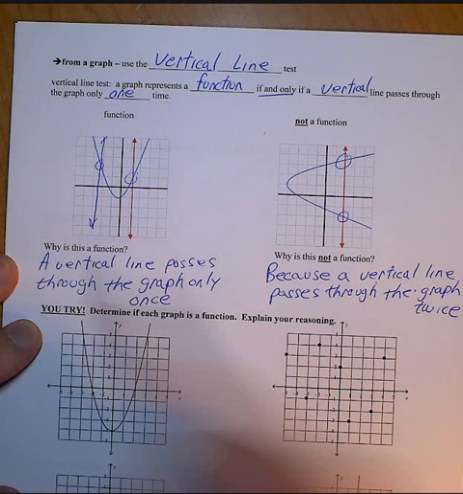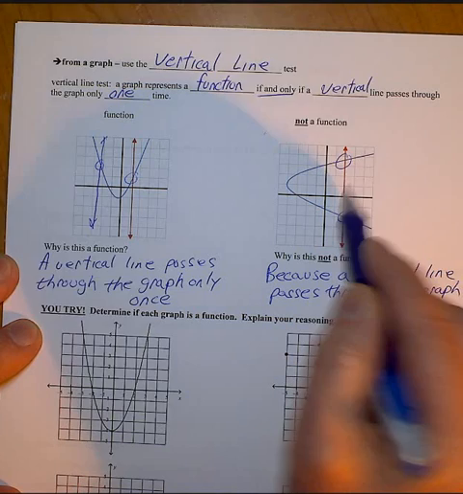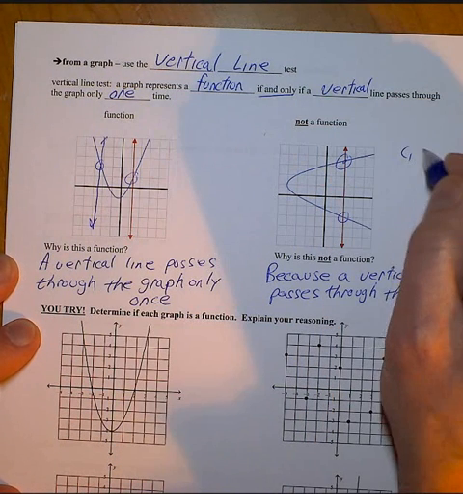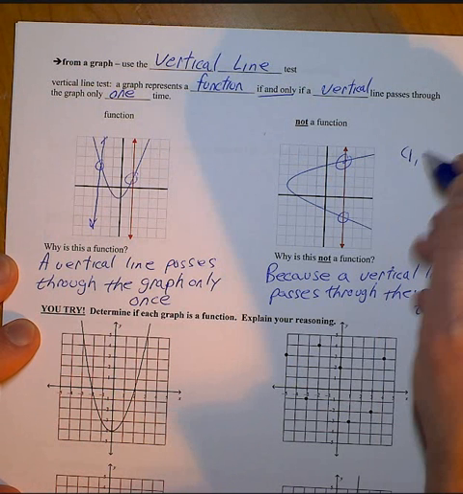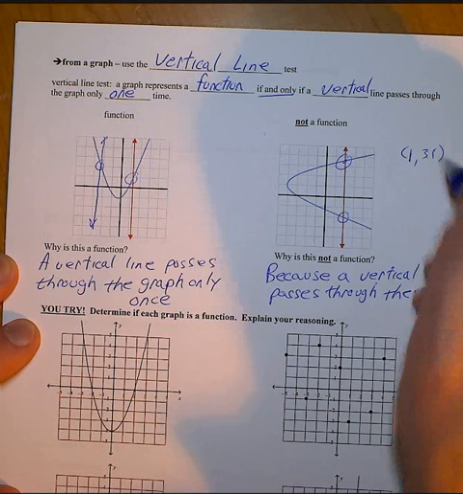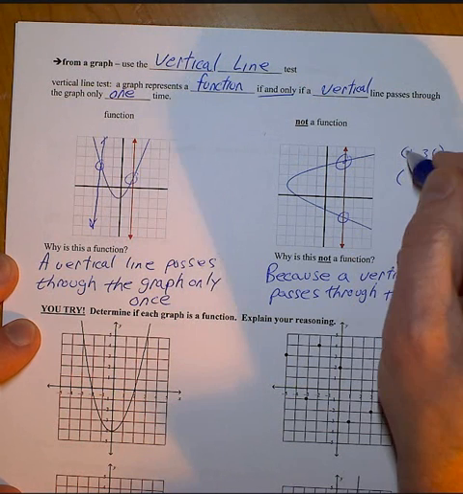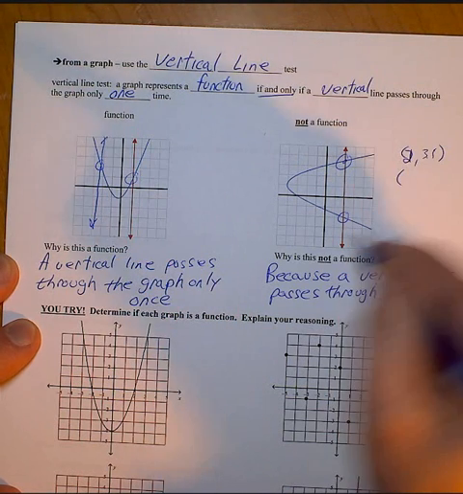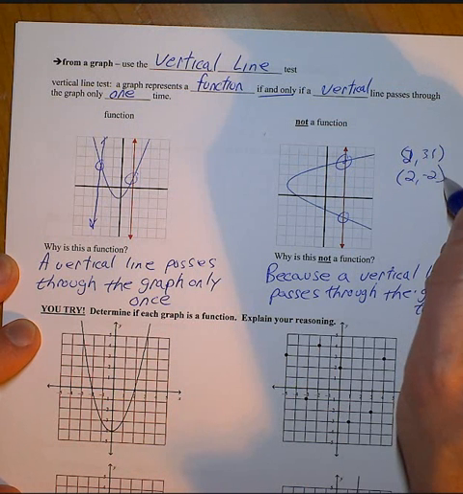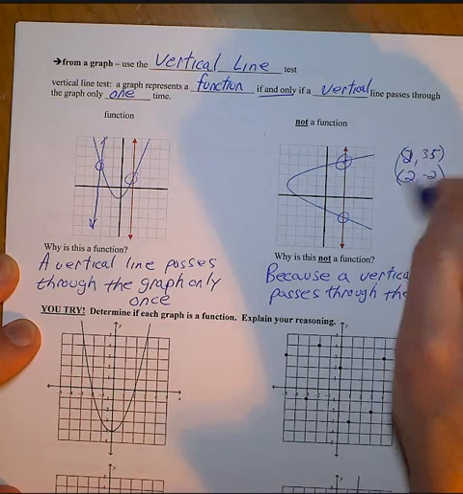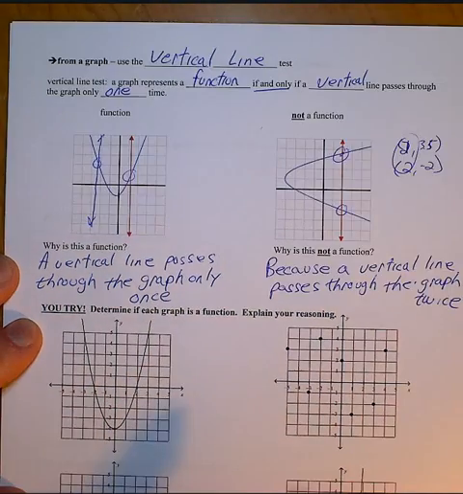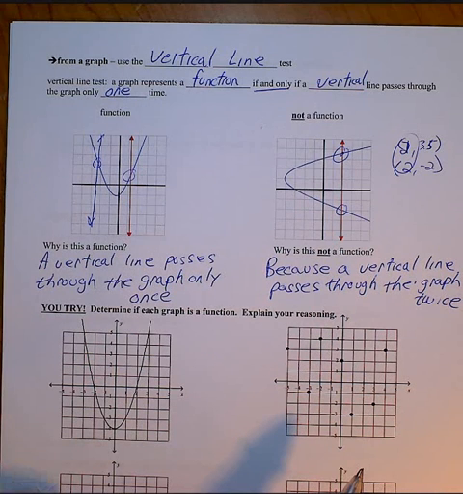And once again, if you think about this, this is an x coordinate. You could write this ordered pair. It would be 1, comma, looks like it's between 1, 2, 3, say 3.5 or something, and this one here, I'm sorry, it's 2, and this would be 2, comma, negative 2. So once again, I got those x values that repeat. That's why it's not a function. Vertical line test tells you just graphically, visually, if it is or not.